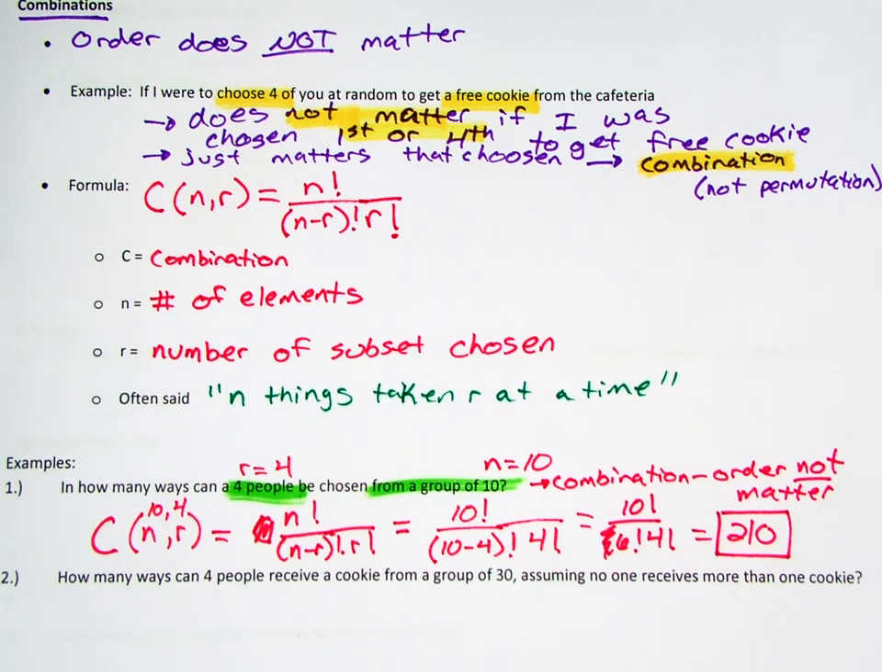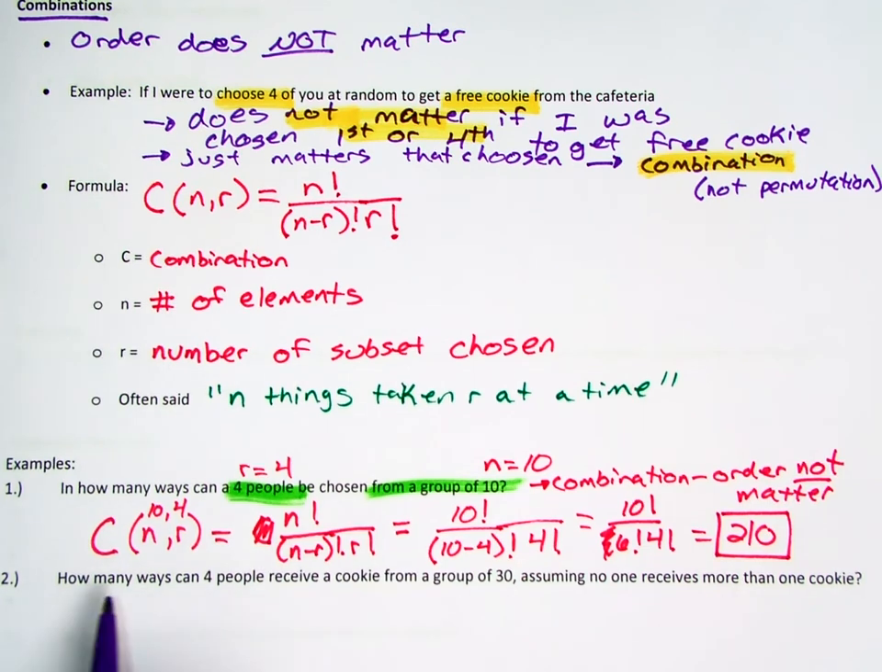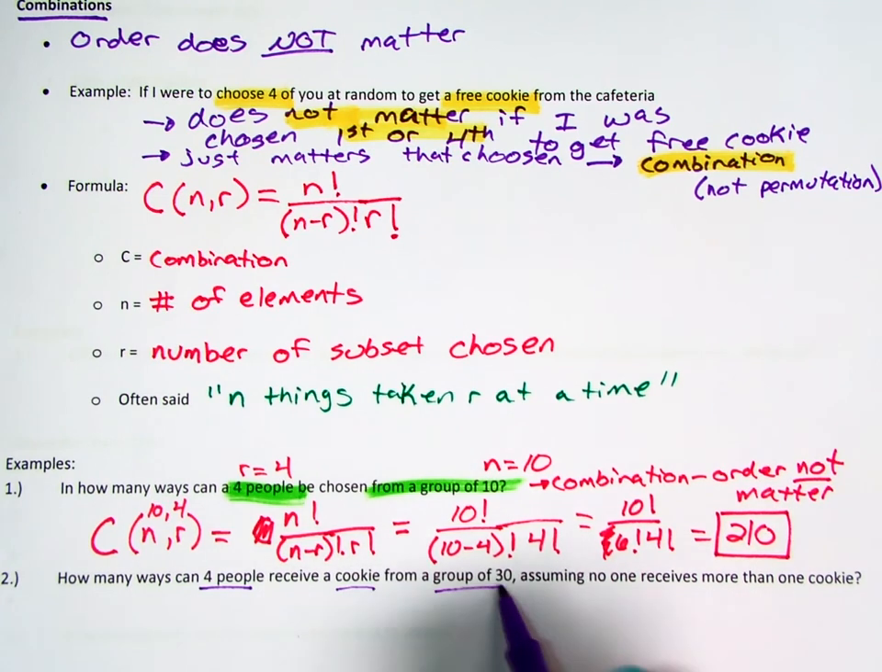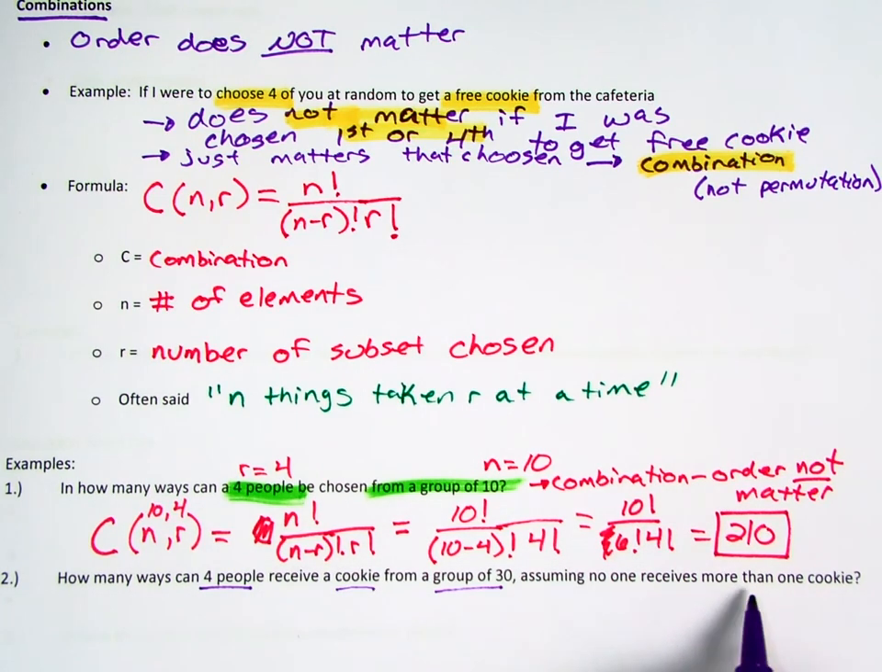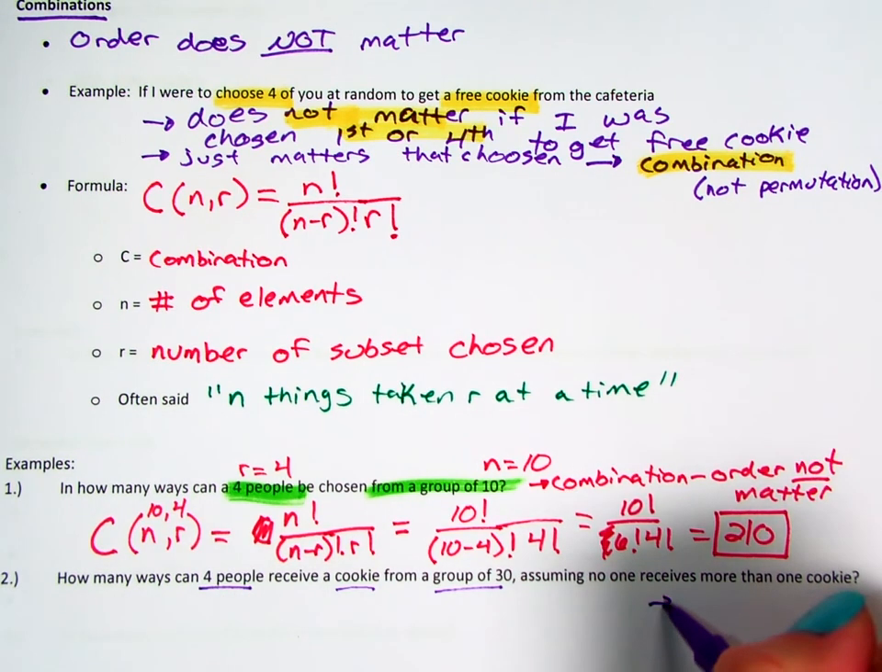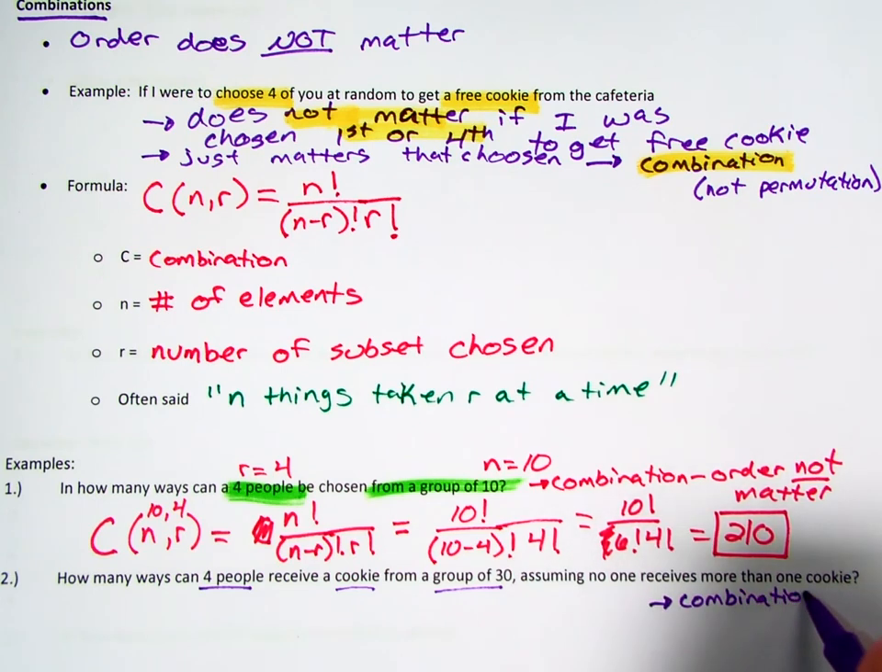All right, let's look at number 2. How many ways can 4 people receive a cookie out of a group of 30, assuming no one receives more than 1 cookie? So again, does it matter whether I get chosen first, second, third, or fourth to get the cookie? No, it doesn't. So I know this is a combination because the order doesn't matter.